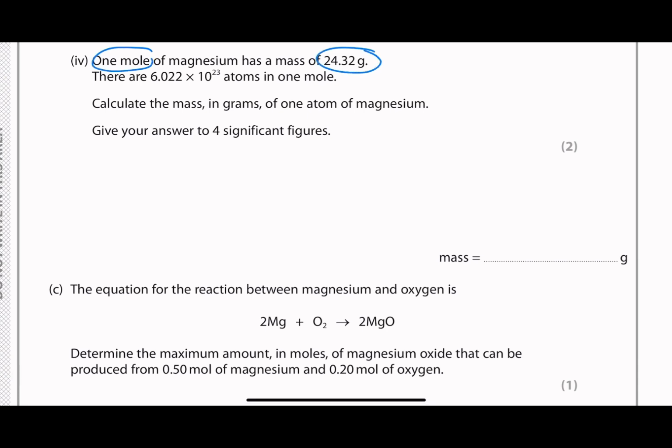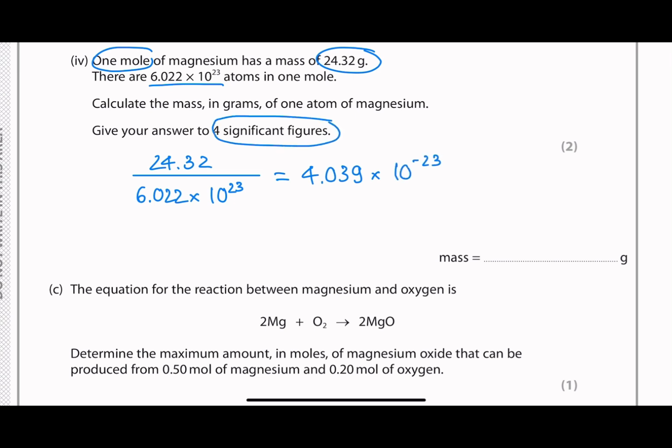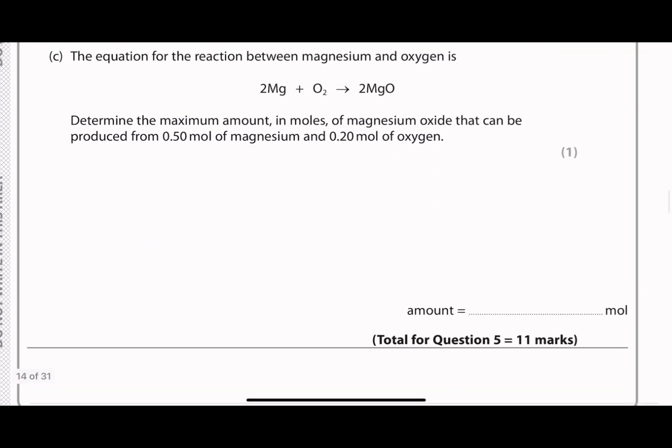Okay, so then the next question says 1 mole of magnesium has a mass of 24.32 gram, and there are 6.022 times 10 to the power 23 atoms. So we can just put 24.32 on top and the number of atoms in 1 mole at the bottom. That would be 4.039 times 10 to the power minus 23. And the important thing is that it's 4 significant figures. So remember to put 4 significant figures.